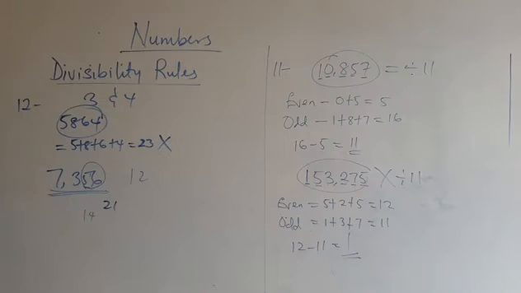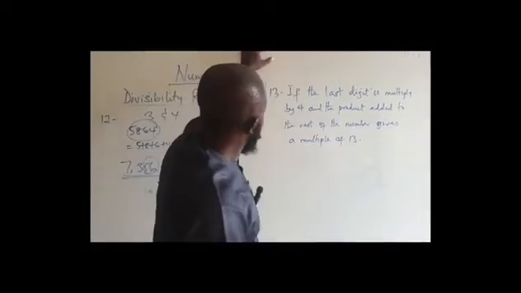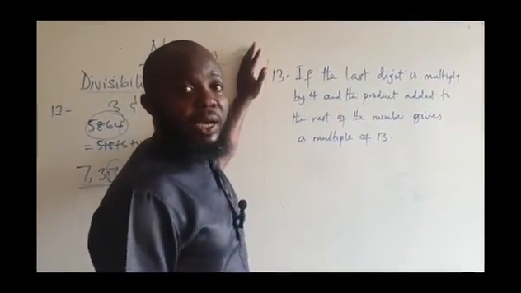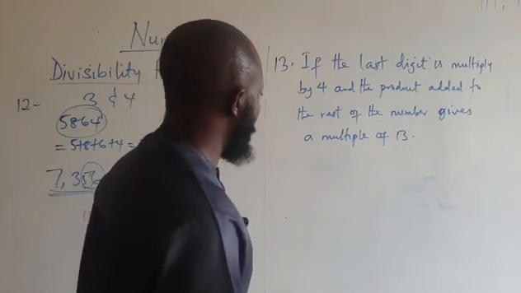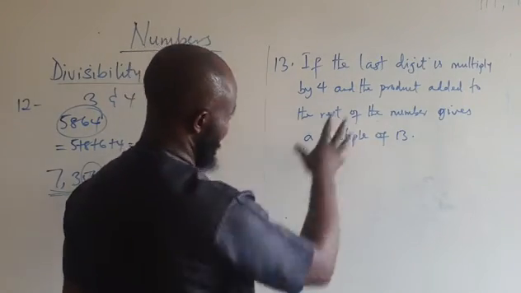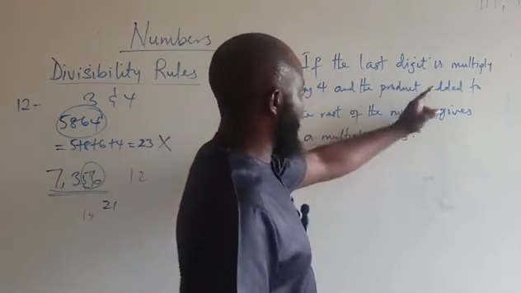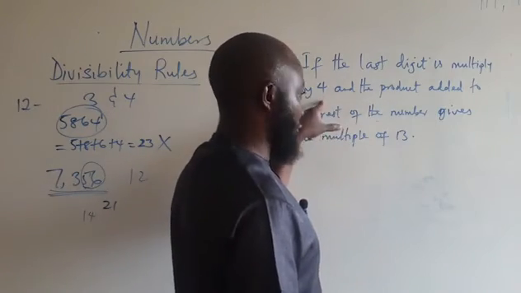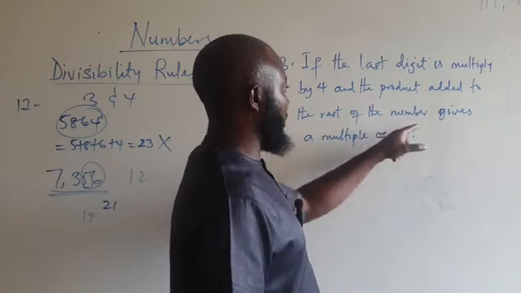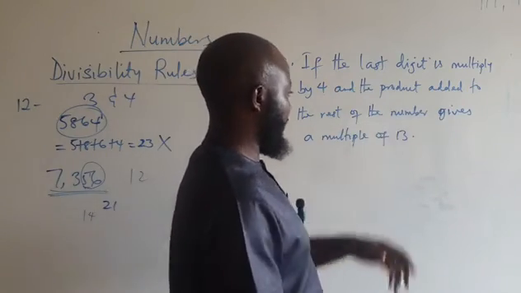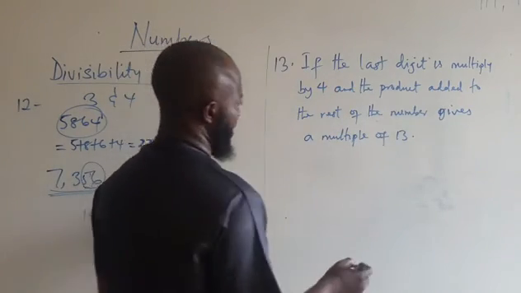So we have one more, which is 13. The last rule that we're going to be looking at in this video is this. We use an example to explain this. If the last digit is multiplied by 4 and the product added to the rest of the number gives a multiple of 13, then the number is divisible by 13.